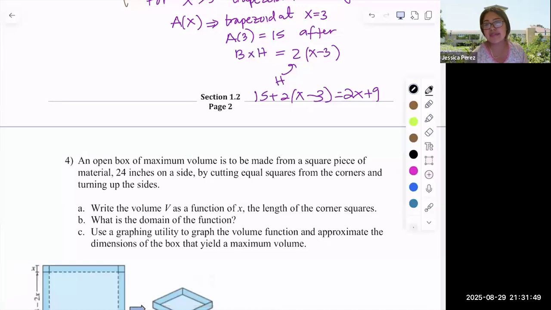So after looking at this video, you're going to have a short little quiz just about whether you understood the recording. And that's it.